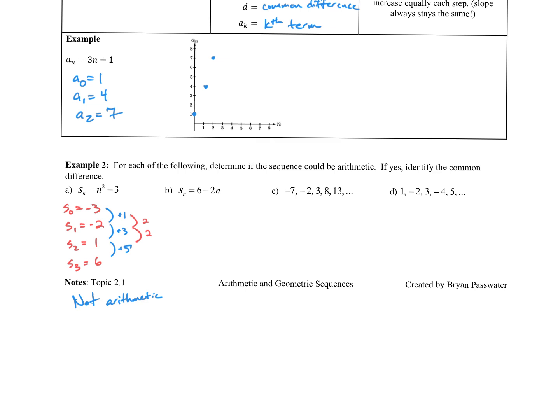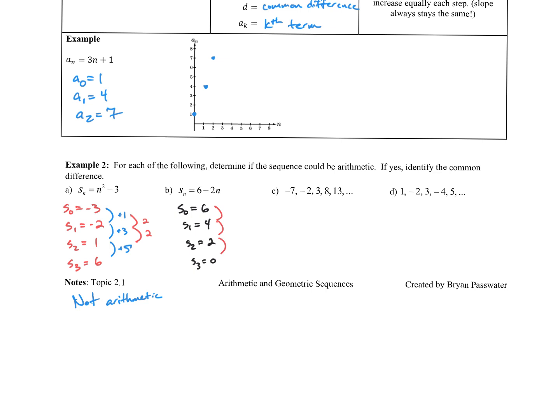All right, so let's look at this next one. I'm going to substitute in values to try to prove a point. So let's substitute in 0. When we substitute in 0, what do we get? 6. We substitute in 1, what do we get? 4. How about 2? 2. How about 3? 0.